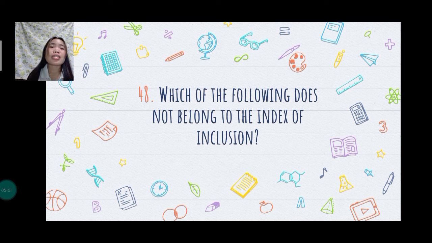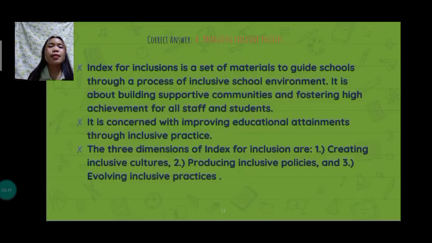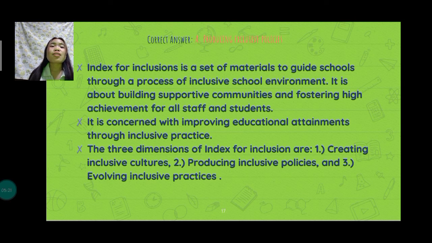Let's proceed to item number 48. And the question is, which of the following does not belong to the index of inclusion? A. Producing exclusive policies. B. Evolving inclusive practices. Letter C. Creating inclusive cultures. And letter D. Producing inclusive policies. And the correct answer is letter A. Producing exclusive policies.